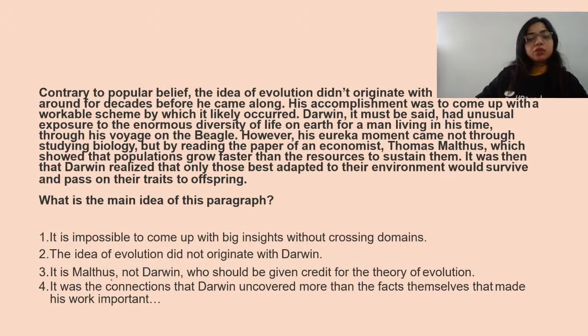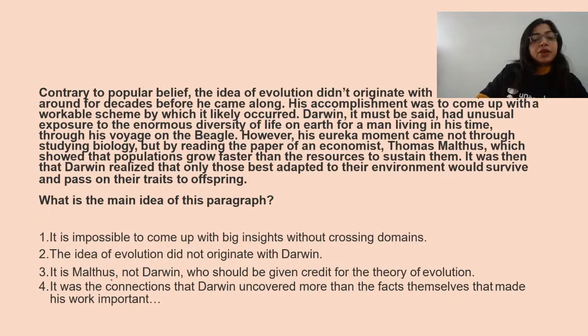Darwin, it must be said, had unusual exposure to the enormous diversity of life on Earth for a man living in his time. So they say that Darwin had unusual exposure to the enormous diversity of life for a man living through his voyage. Agreed. But his eureka moment came not through studying biology, not in those periods when he was reading biology or he was exposed to a huge variety of flora and fauna. Rather, it came by reading the paper of an economist. Oh, interesting. The economist's name was Thomas Malthus, which showed that populations grow faster than the resources to sustain them.